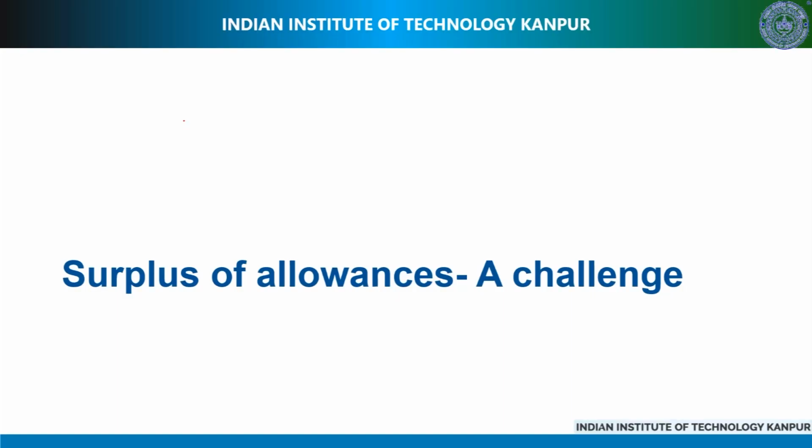Surplus of allowances is a very important challenge in any carbon market, even more so for European Union emission trading system. In this video, we'll discuss what is the cause of this problem and what are the implications for carbon price and climate change mitigation schemes in general.